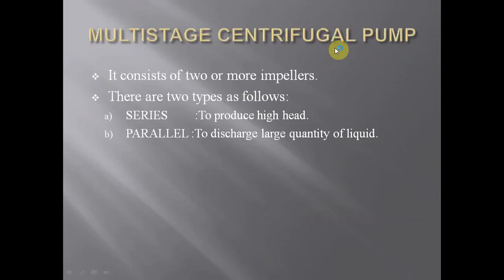So, single centrifugal pump and multi-stage centrifugal pump. A multi-stage pump consists of two or more impellers. There are two types of multi-stage centrifugal pump, that is series and parallel. Series is to produce high head, and parallel is to discharge a large quantity of liquid. So if head is high, then you have to go for a series multi-stage centrifugal pump. If you want more discharge, then you have to use a parallel arrangement for a larger liquid flow.